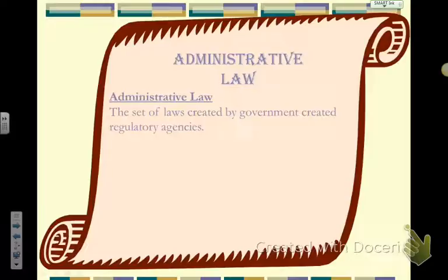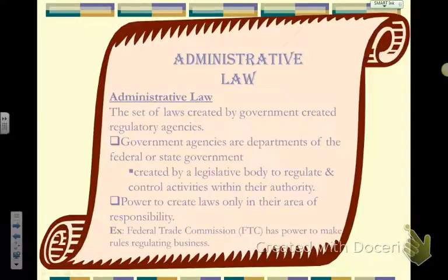And then I just gave you the example of the Federal Trade Commission, which has the power to make laws relating to business and commerce. So it's just a limited area of authority that an administrative agency has authority to create laws in and sometimes police in some fashion.